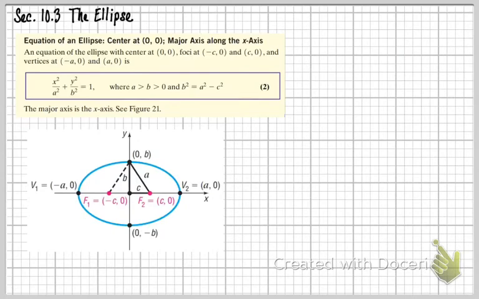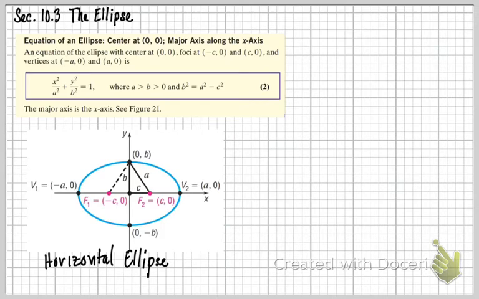So let's take a look at this picture here. It is just what I said here. My a was larger than my b, so that means I'm going to have a horizontal ellipse. So we can call this a horizontal ellipse, and that helps us to distinguish between the two.